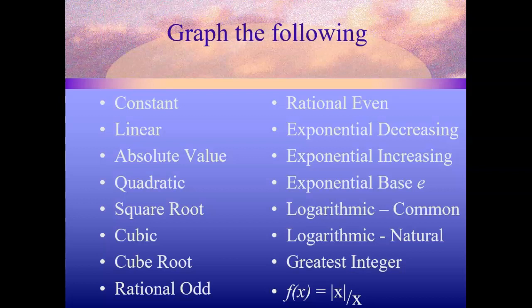You looked at exponential increasing base e. You looked at common log, which is logarithms in base 10. You looked at natural log, which is logarithms in base e. And then we're adding the greatest integer function, and really there's not a cool name for the last one. It's just absolute value of x over x, or you could turn that upside down and say x over absolute value of x. You see it both ways in calculus.